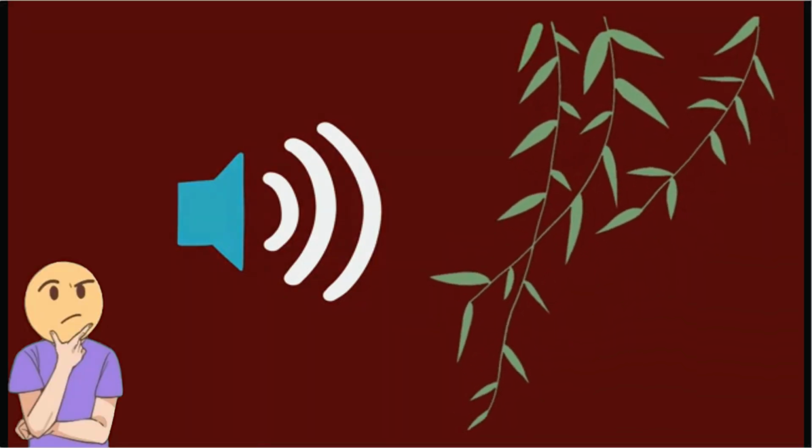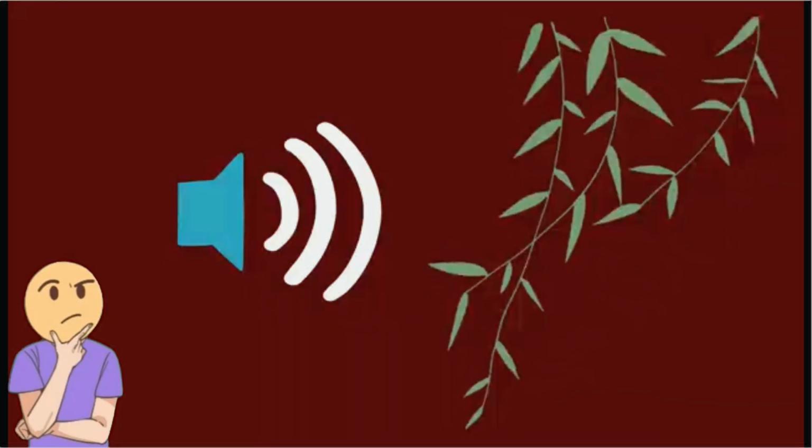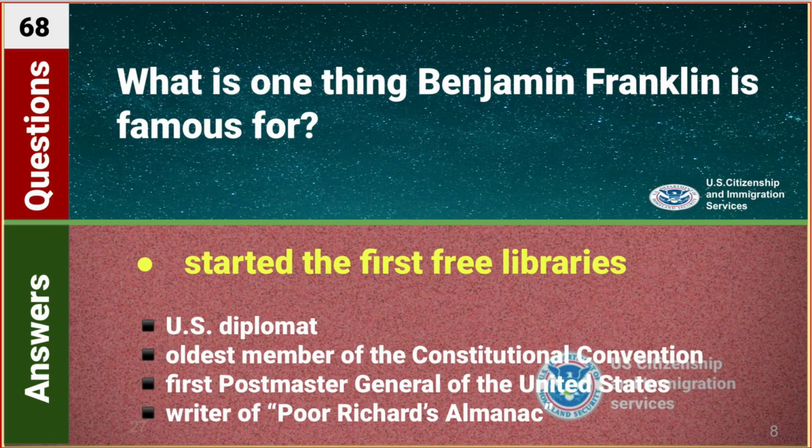What did Susan B. Anthony do? Fought for women's rights. What is one thing Benjamin Franklin is famous for? Started the first free libraries.